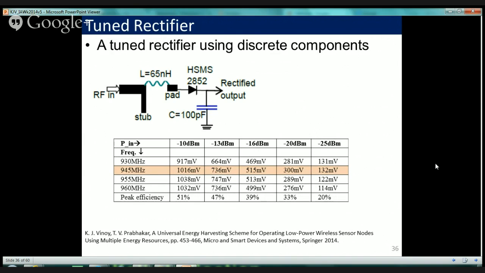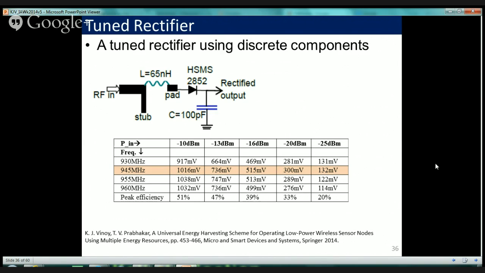The rectifier block of it is like this. You have the RF coming in from the antenna, and you have the diode, and this essentially forms the Q, whatever Q you can get, with the matching network. A small capacitor is put there and the other side is the rectified output. If you look at 950 megahertz, which is actually the downlink frequency here, we can get reasonable voltages in the order of millivolts.